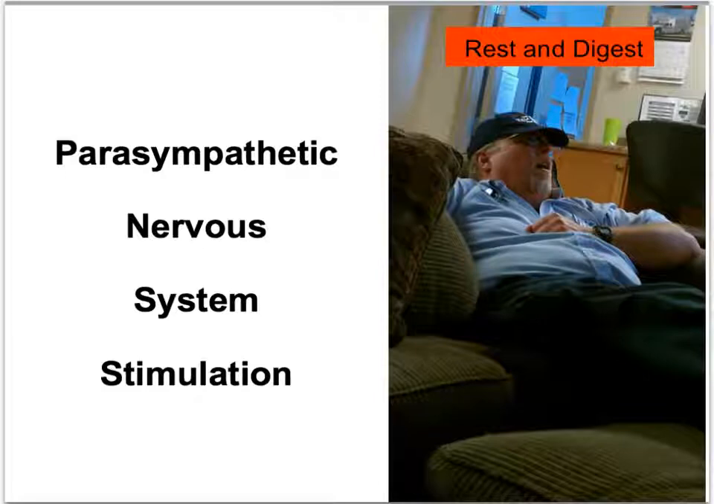And here's a visual that I hope you can remember. The parasympathetic nervous system. Rest and digest. Get ready for the next call.